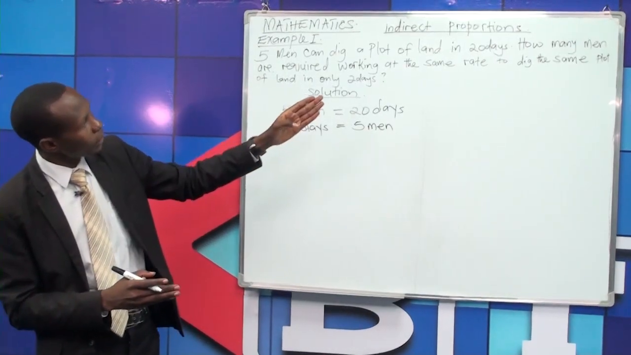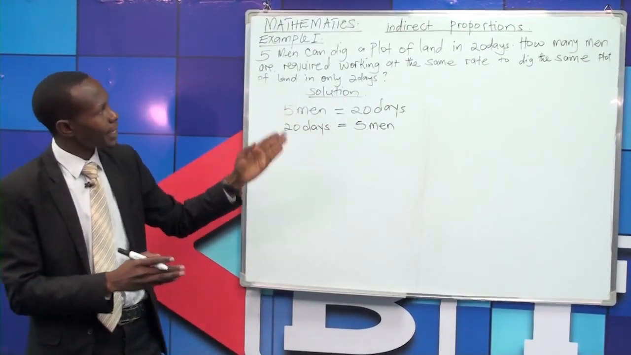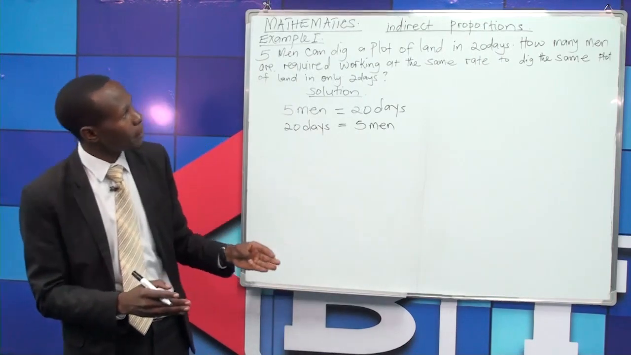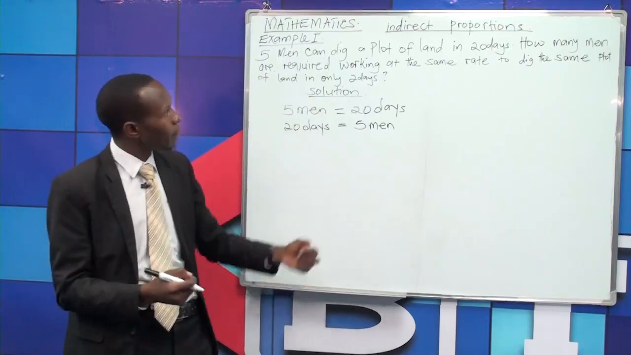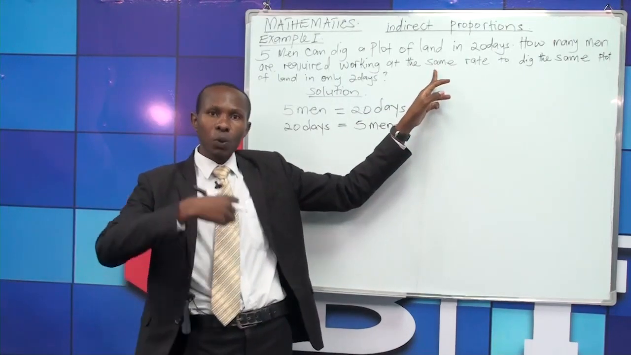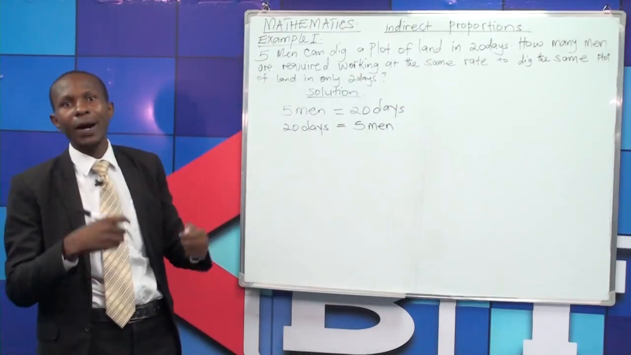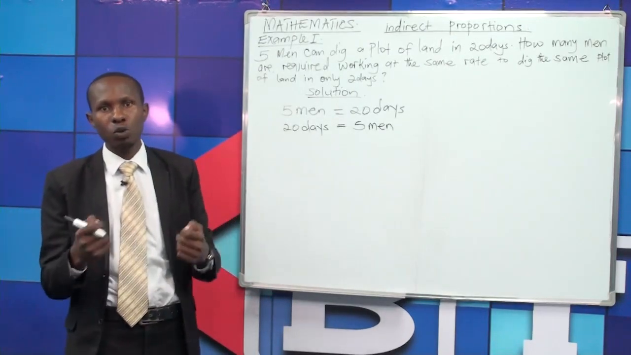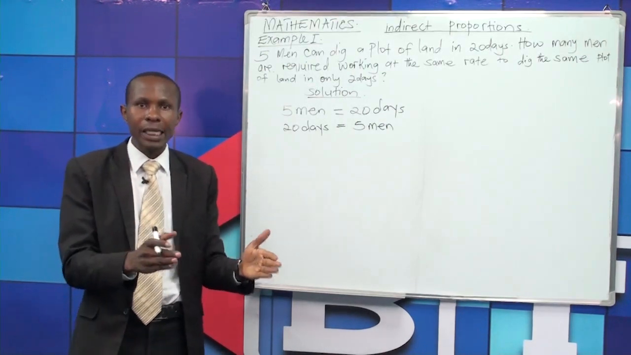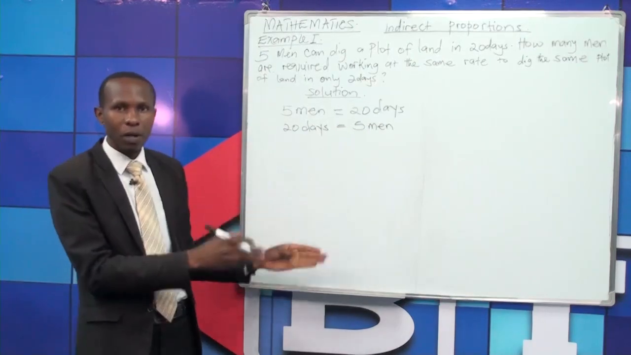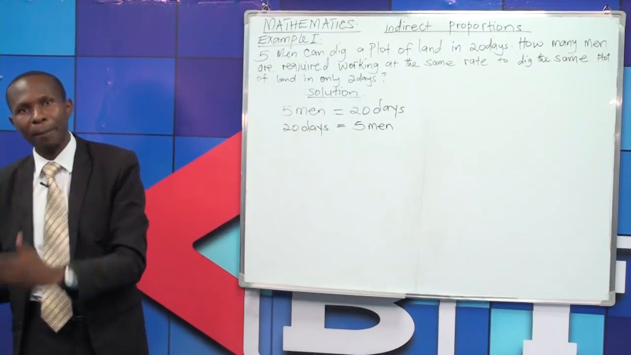But when you continue, they said how many men are required working at the same rate to dig the same piece or plot of land in 2 days. Now, when they talk of the same, they mean these people should be working at the same pace. They are all putting in the same efforts when they are digging this plot of land. All of them should put in the same kind of energy. The same amount of energy used by one person is the same amount of energy which is supposed to be used by another person.